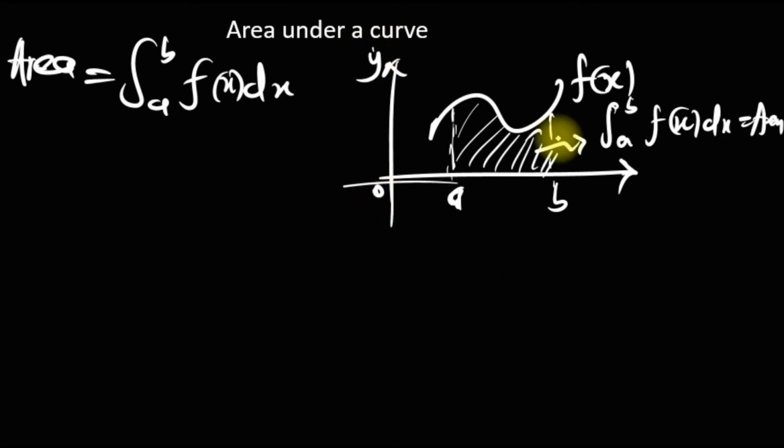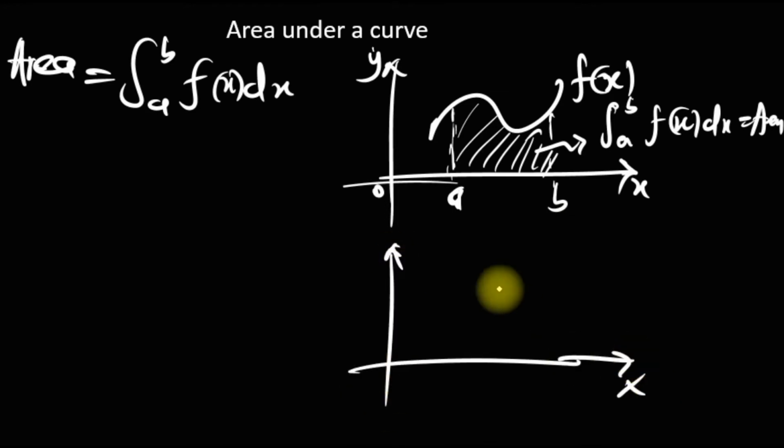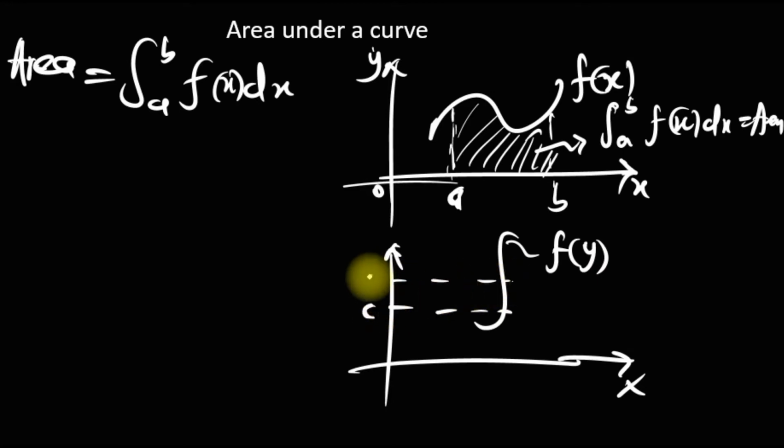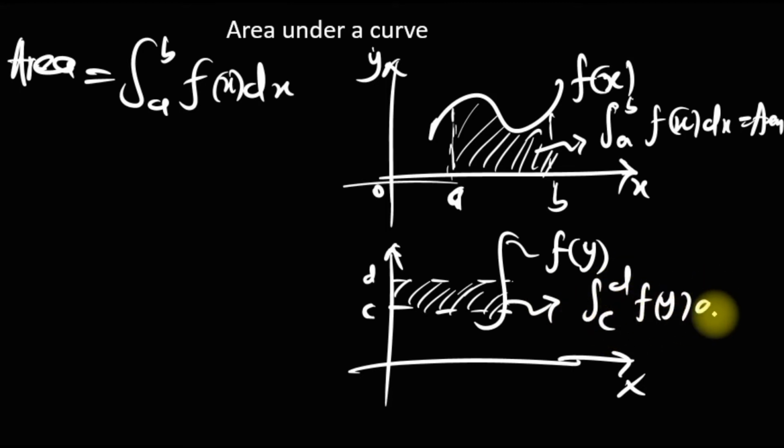Or this is in terms of the x-axis. Or if you have maybe a curve, this is maybe f of y, from c to d, and we're asked to find the area under this curve. So the area is very simple. The area is the integral from c to d of f(y) dy. So in terms of the y-axis, if you have to find the area, it's function of y dy. So this is just the area under a curve.